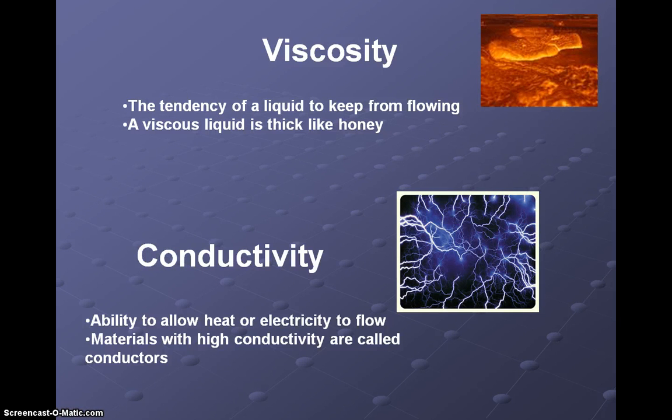Conductivity is the ability to allow heat or electricity to flow through a substance. And any material that has high conductivity is called a conductor. Now, there are other substances that, when you melt them or dissolve them in water, can also conduct electricity, and they're called electrolytes. And we'll learn about them more as the semester goes on.